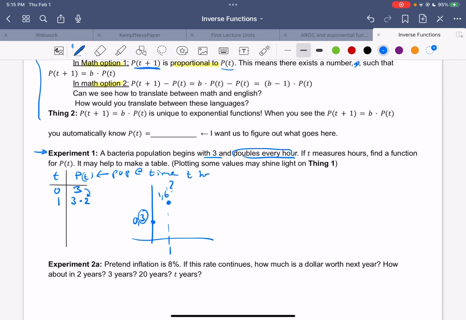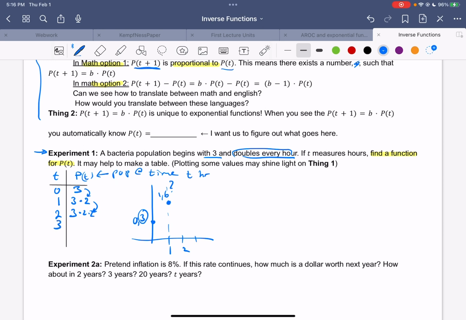And the reason I'm writing it like that is because ultimately, what this question asks for is for us to find a function for p of t. So I'm trying to figure out what this function is. We should be able to, if I ask in 20 hours, what's the population, like what goes here. So, all right, let's get a feel for that function. Okay, another hour goes by. So now we're at hour 2, and the population has to double again, right? Every hour, this population doubles. So the 6 becomes a 12, but again, I'm going to write that as 3 times 2 times 2, okay?